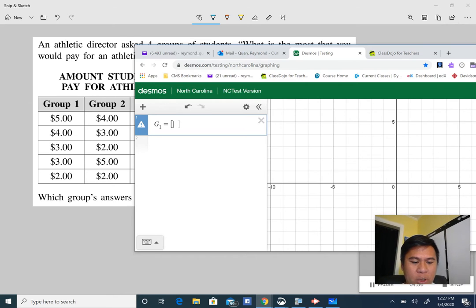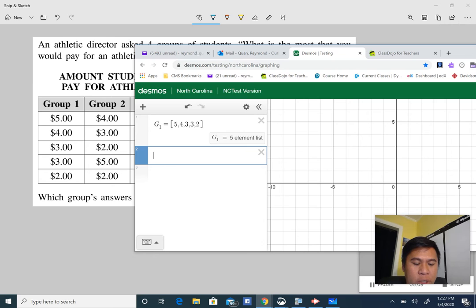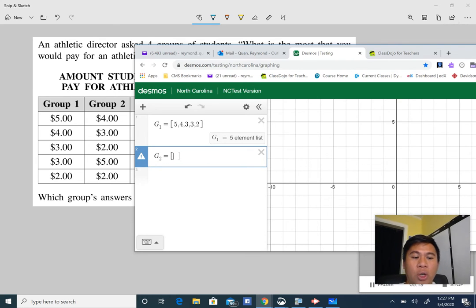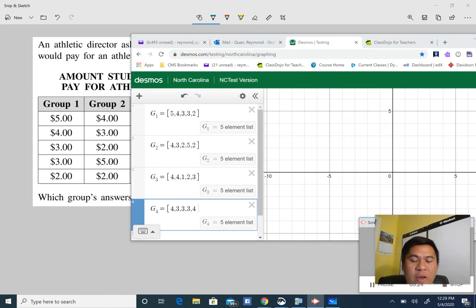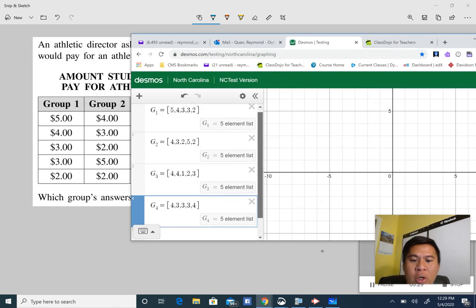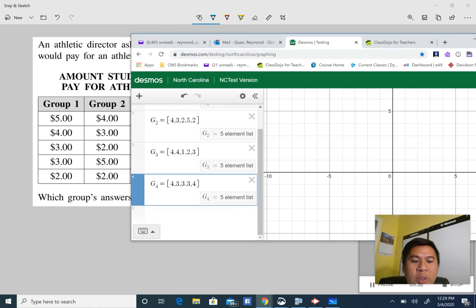So G1, I'll put the following: 5, 4, 3, 3, and 2. So that will be my G1 having 5 elements. Now I'll do the same for all the groups. So in this case, I'll put G2, and then in G2, I'll do the same. Take your time to put all of those for all of our 4 groups. So we have put all of the values in here now for G1, G2, G3, and G4, corresponding to the 4 groups in this case.